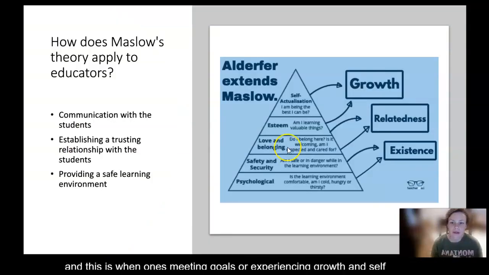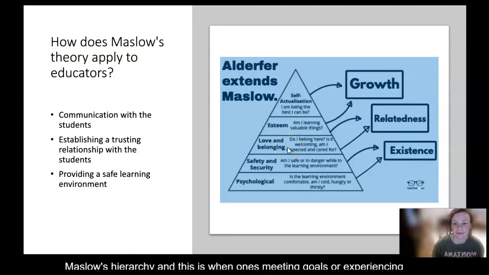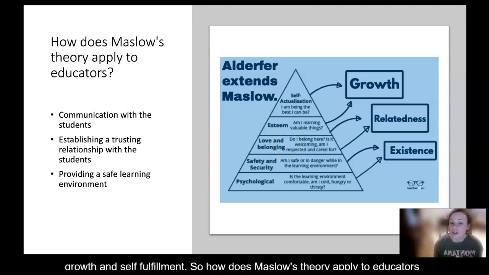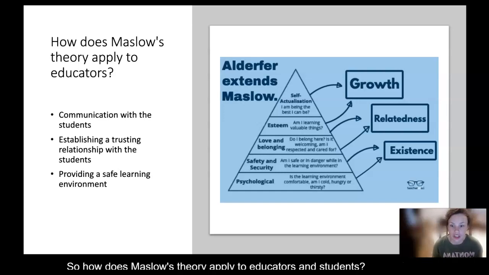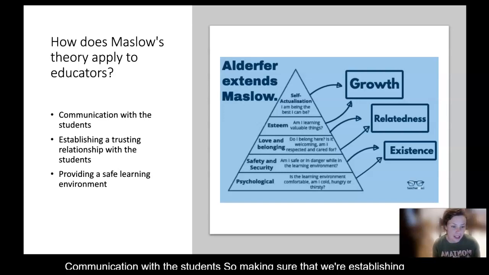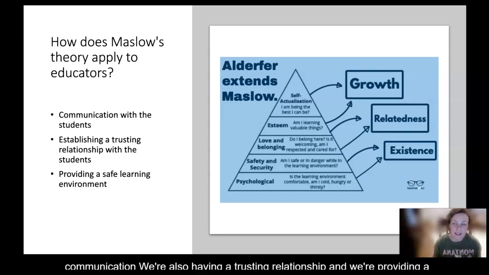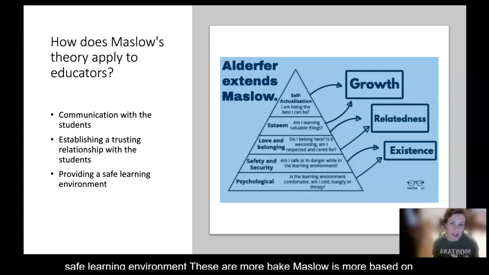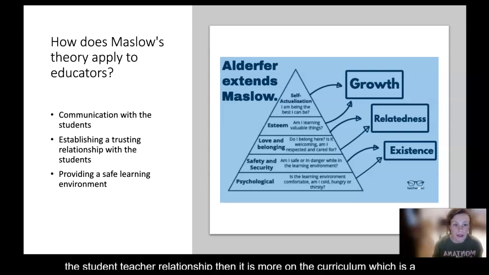So how does Maslow's theory apply to educators and students? Communication with the students. We're establishing communication, we're having a trusting relationship, and we're providing a safe learning environment. Maslow is more based on the student-teacher relationship than on the curriculum, which is a little bit different. But it is also about how we're promoting their motivation.